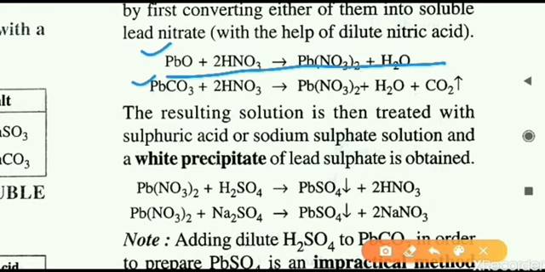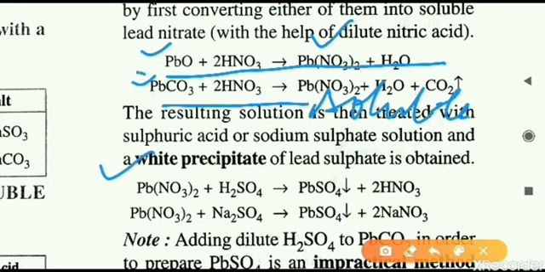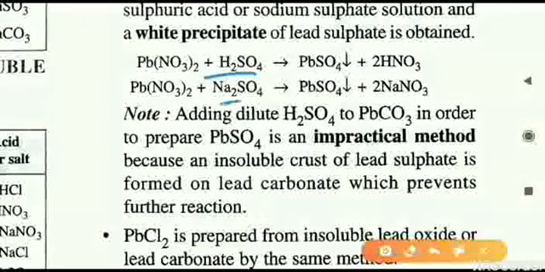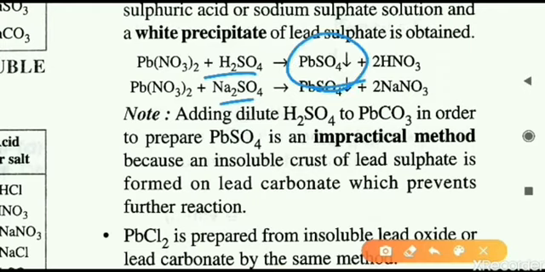We are using nitric acid, and what is formed is the soluble salt, lead nitrate. In the carbonate also, lead carbonate is reacting with nitric acid, and that will give us the soluble salt lead nitrate. And then this lead nitrate, in the second step, is subjected to reaction with another acid containing sulfate, that is sulfuric acid, and what we will get is lead sulfate.